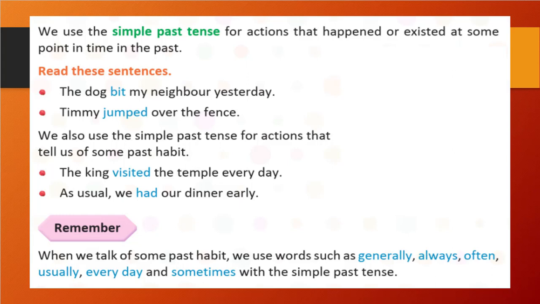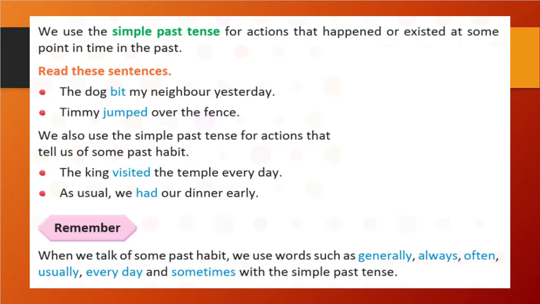Okay, you can read the sentences. The dog bit my neighbor yesterday. Timmy jumped over the fence. So you can see here the dog bit, right? So yesterday, that means the previous day, this moment happened. The previous day the dog bit the neighbor. So this is a past action, right? This happened in the past. So that's why we have written did.